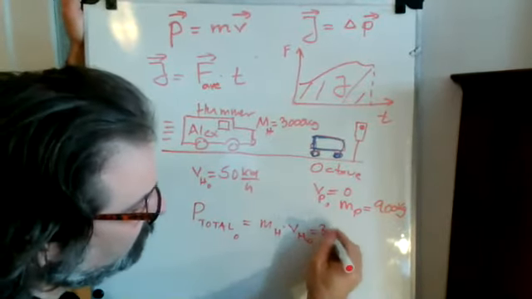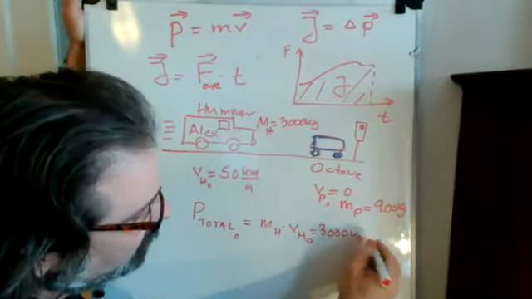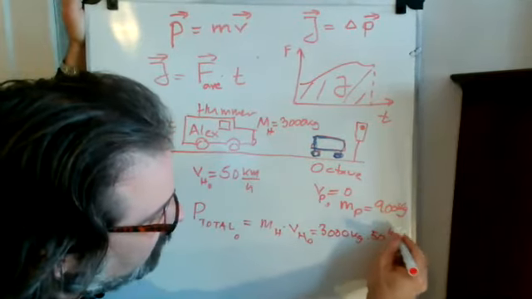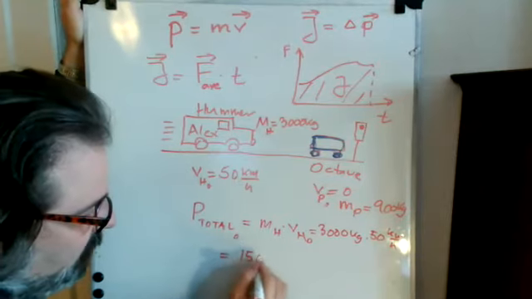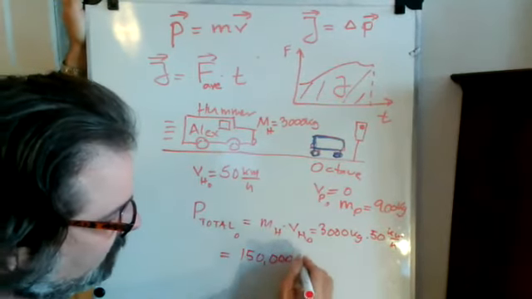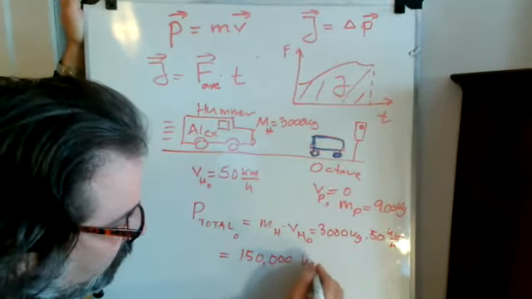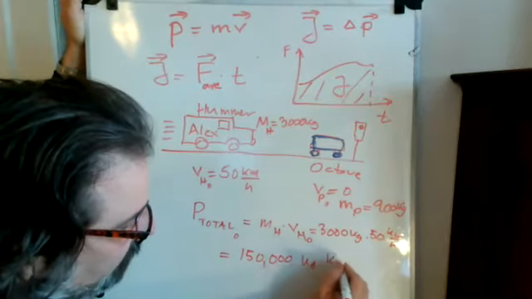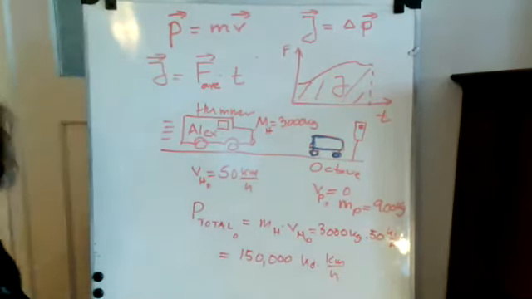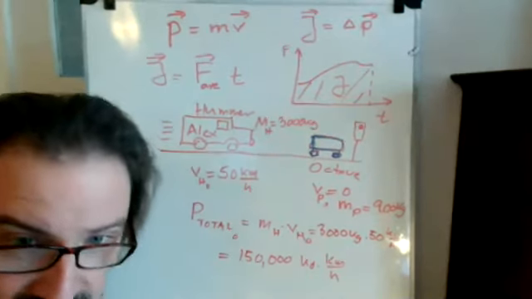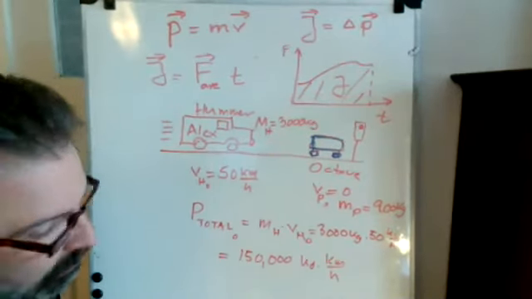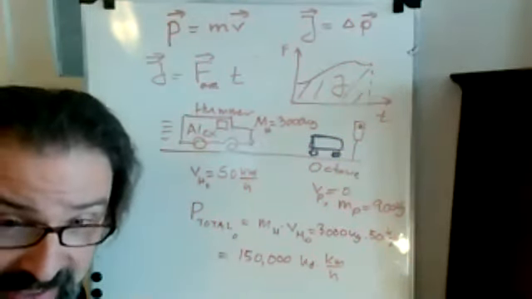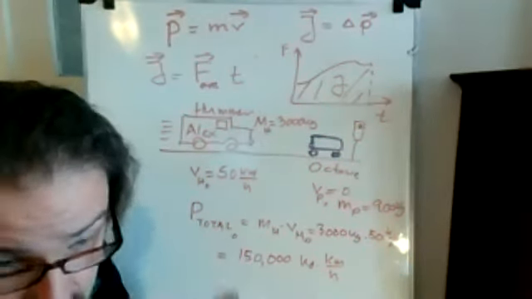So let's plug that in. We got 3,000 kilos. We got 50 kilometers per hour. And we get out an answer of 150,000 kilograms times kilometers per hour. This is the momentum before the Hummer strikes the Peugeot, and after the collision has occurred right afterwards.